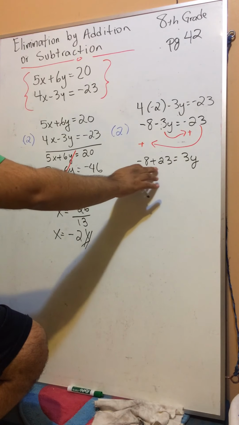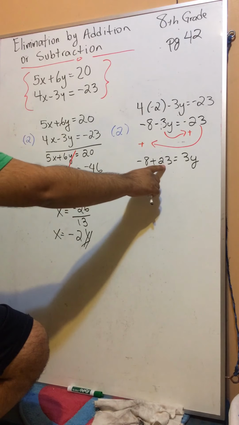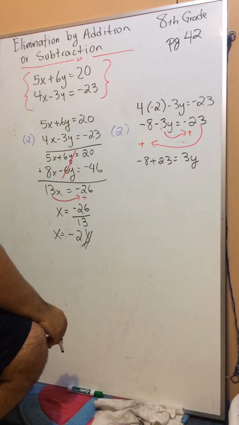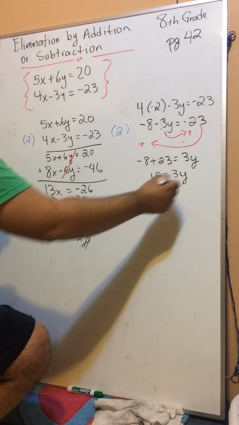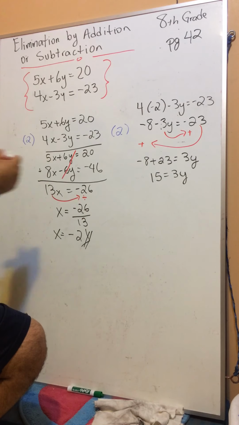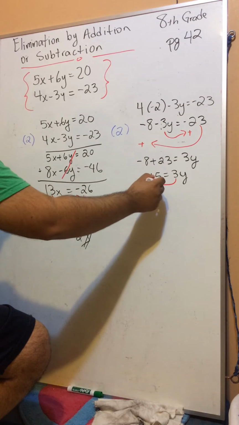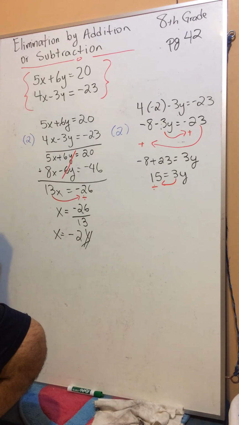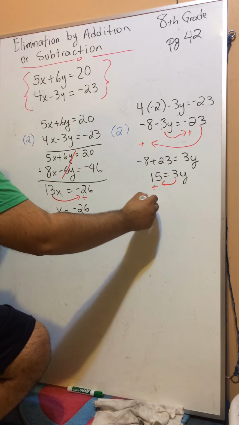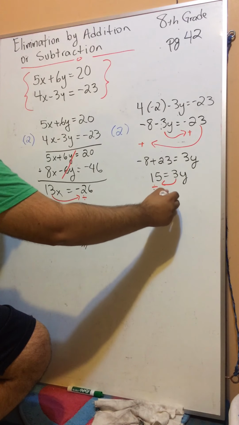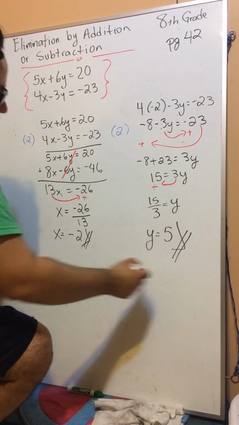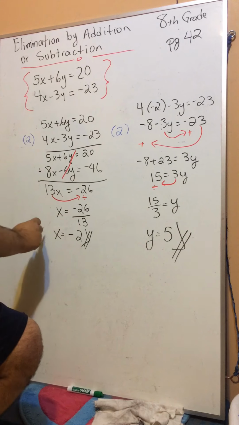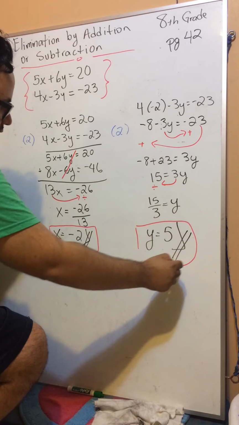Minus 8 plus 23 is the same as saying 23 minus 8. So that would be 15 equals 3y. The 3 is multiplying, so we're going to switch it to the other side, dividing. So we're going to have 15 divided by 3 is equal to y. What is the value of y? 5. Now we have the answers that we were looking for. We have the value of x, and we have the value of y.